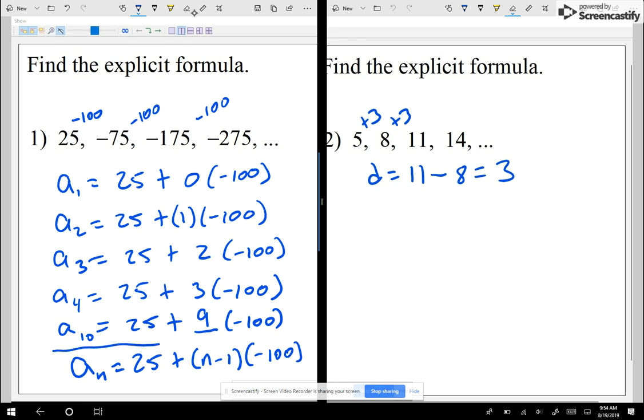So that's what we call the explicit formula. That formula I'm going to use to find any term that I want.